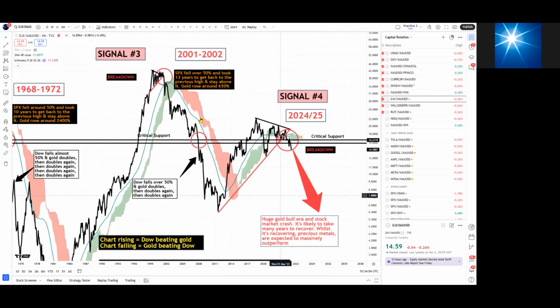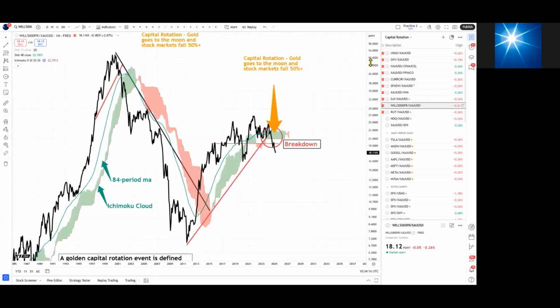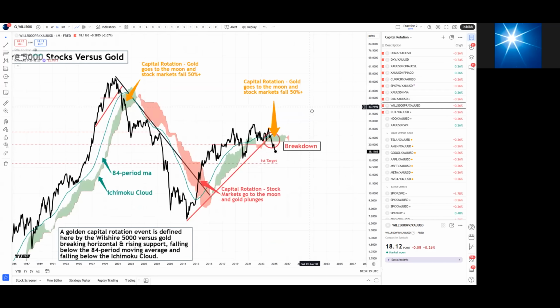So huge bull market move. And now the chart is breaking down again. So the chart is shouting at us and saying gold is going to double, and then it's going to double again, and it's going to double again. So that's a huge bull market indicator.